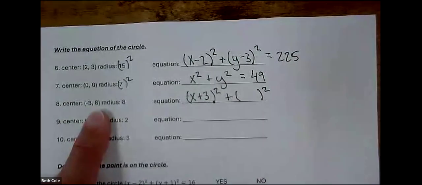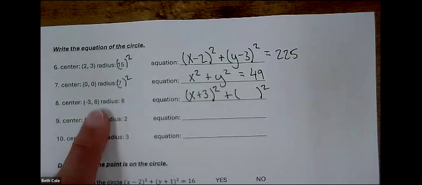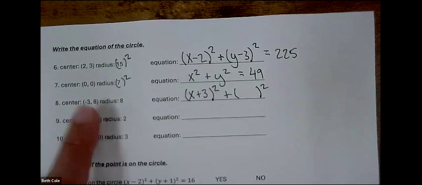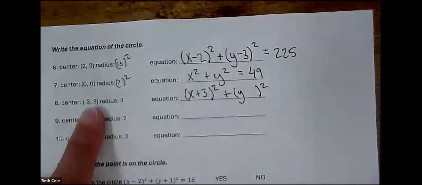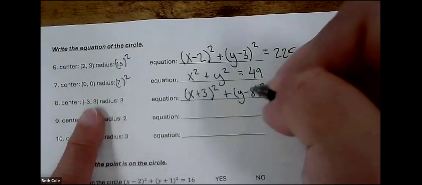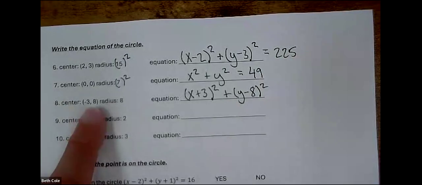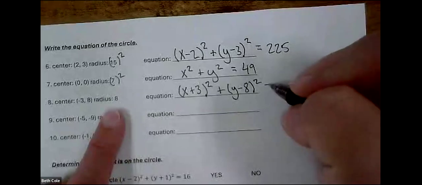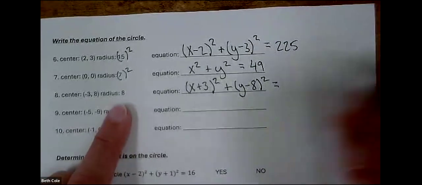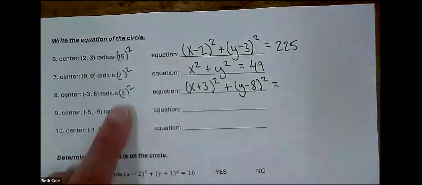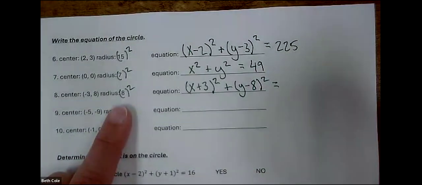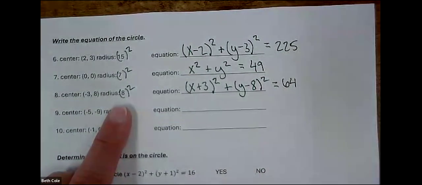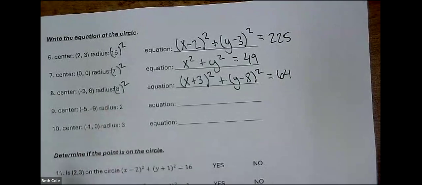Plus, and then again, I just leave it blank and then go back and fill it in. Put blank squared. It's 8, so we're going to put y minus 8. Whatever's there, you do the opposite. If it's a positive 8, we're going to put negative 8. Equals, and then we have to do 8 squared. So 8 times 8 is 64. Good. Somebody whisper it there.